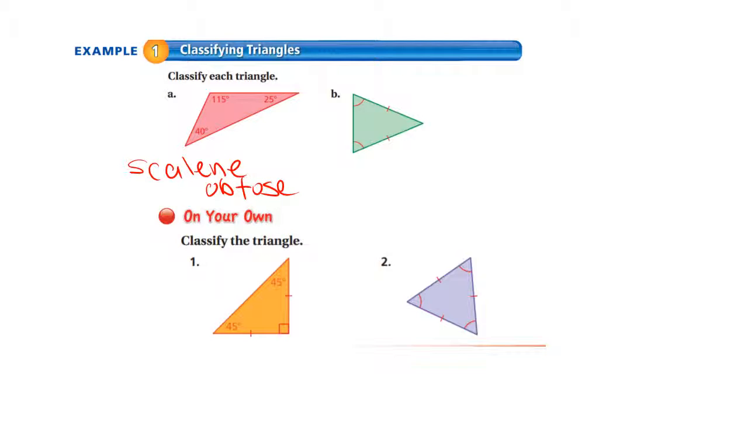The next one, letter B, we have two sides that are equal. When we have two sides that are equal, we didn't talk about it, but the two angles that are at the base of those sides are also equal. So this is an isosceles, and it's also acute. Do you hear my cat meowing at me? She's sitting right behind me.